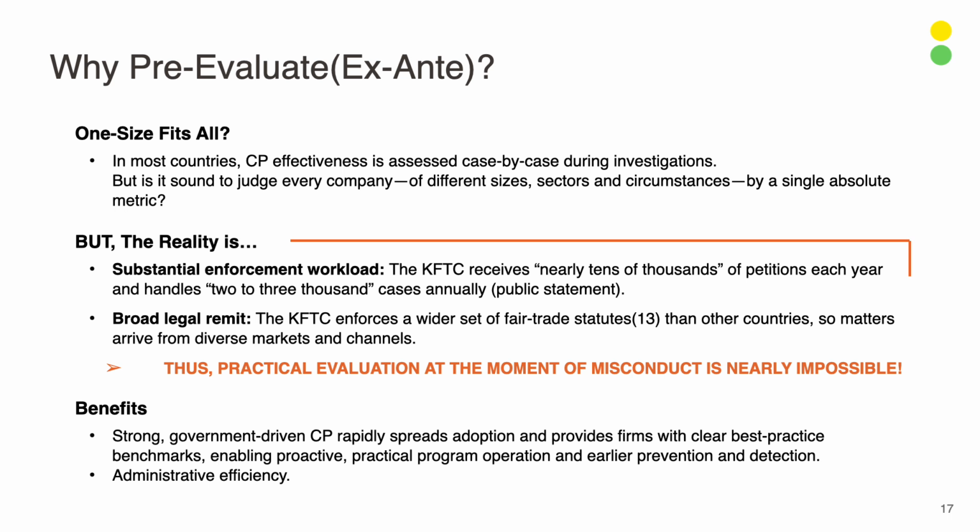Because the KFTC handles a very heavy enforcement workload, receiving well over 20,000 complaints and reports each year, and processing roughly 2,000 to 3,000 cases, it simply isn't practical to conduct fully bespoke company-specific assessments at the moment of each violation. So the evaluation guideline provides a standard structure, and the evaluation committee assesses how well each company fits that structure while still taking into account the company's risk profile and business model.